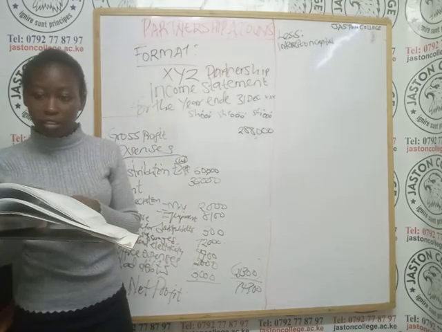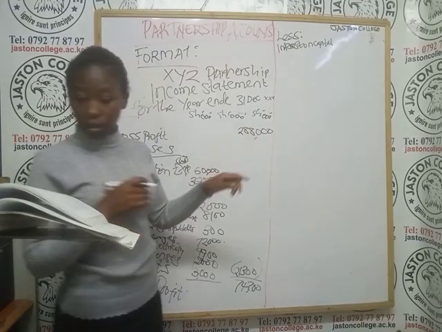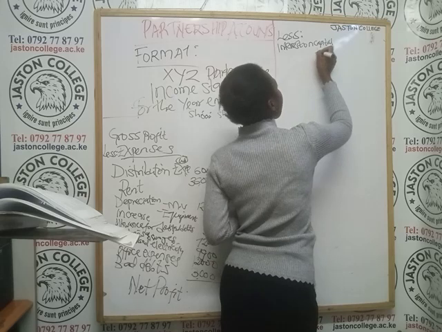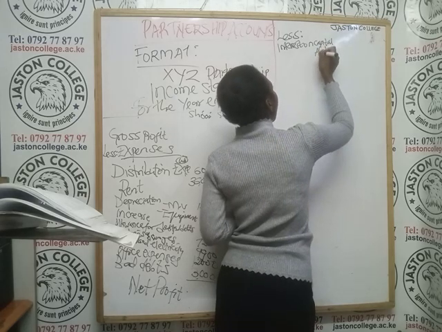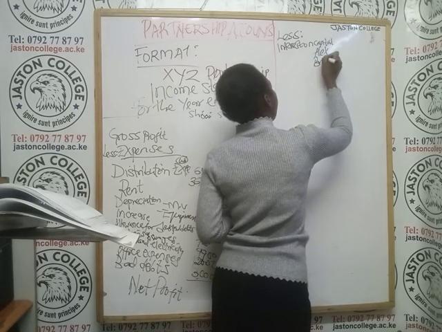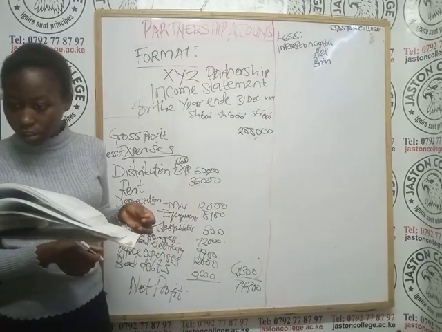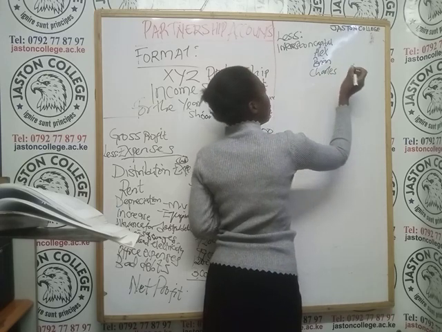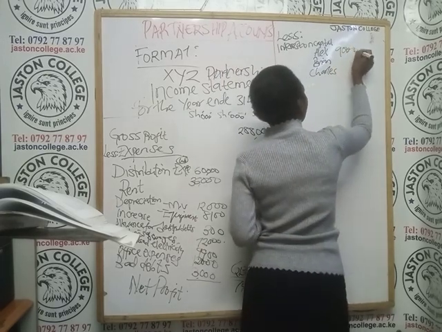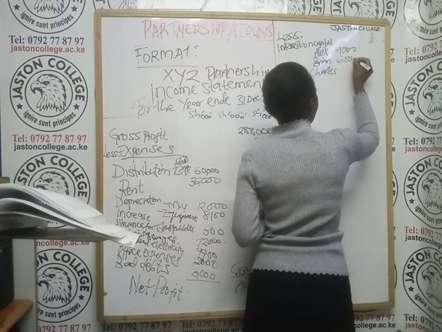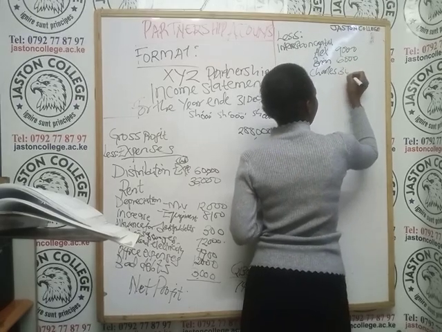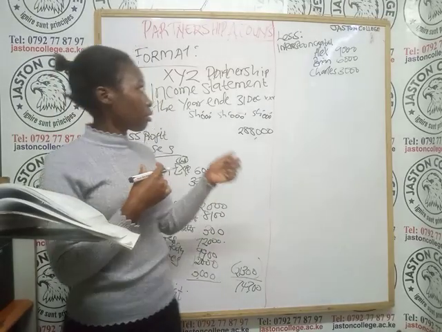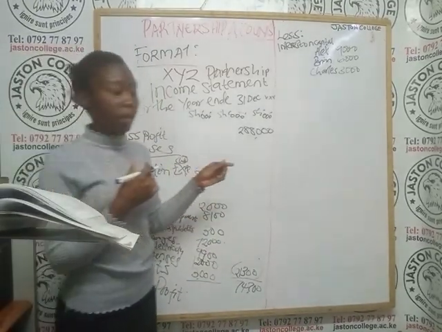Okay, we have interest on capital of Alex, Brian and Charles. So for Alex it is 9,000, for Brian it is 6,000, for Charles it is 3,000. Let's just confirm. Yes, we have our answer there.